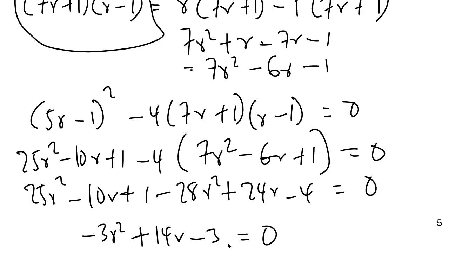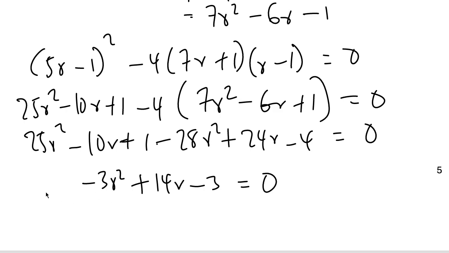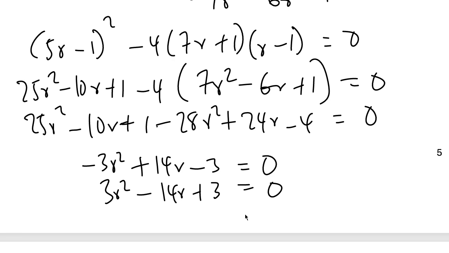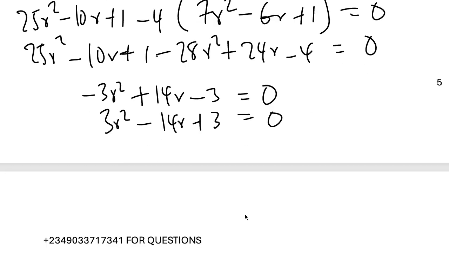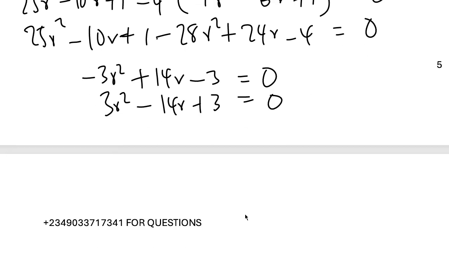So equal to 0. So we can multiply through by negative, and that will be 3r squared negative 14r plus 3 equal to 0. So we then solve this quadratic equation. We look for two numbers.